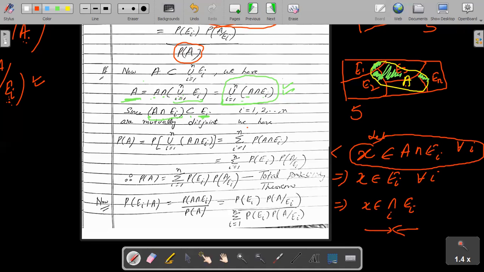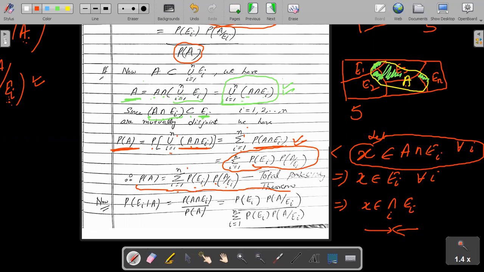So now let us take probability on both sides. So probability of A will be the probability of union i from 1 to n, A intersection E_i. And we have just said above that these are disjoint sets. We know that if sets are disjoint, the union changes into a summation. So this becomes summation i is from 1 to n, probability of A intersection E_i, right? And when we did conditional probability yesterday, we know that probability of A intersection E_i can be written as probability of E_i into probability of A given E_i. So from here you see probability of A is nothing but summation i is from 1 to n probability of E_i into probability of A given E_i.